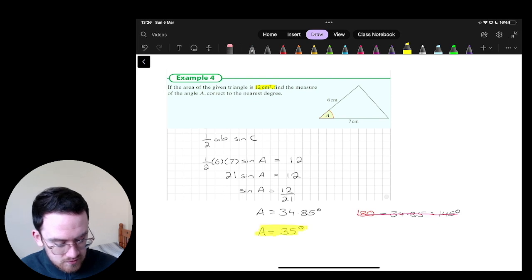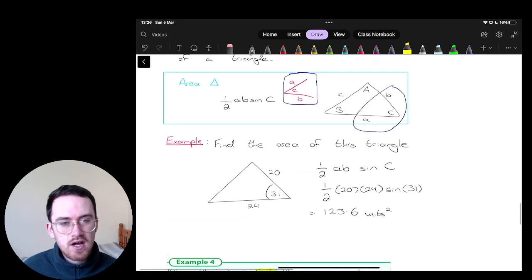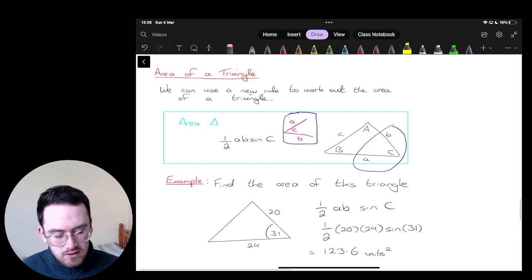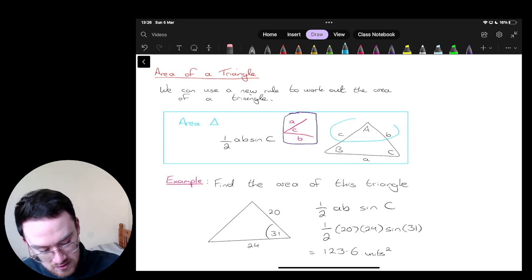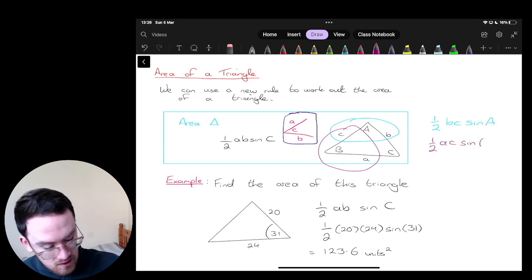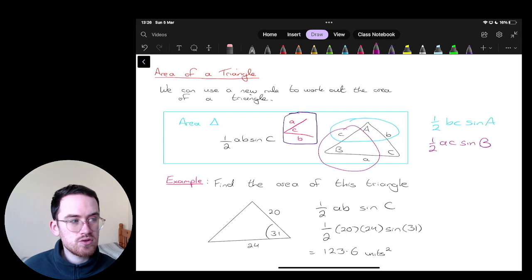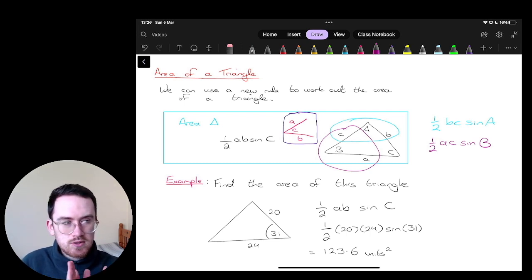Okay, so again, flying through a lot of that there. But the key things with your area of a triangle formula is that we could rewrite that formula for any part of the triangle. So if we wanted to take it from here, it would become a half BC sine A. Or if we were to do it for this corner, it could be a half AC sine B. Okay, the letters are just chosen to give you that idea of it being two sides and an angle between them. So that is the main thing with your area of a triangle.